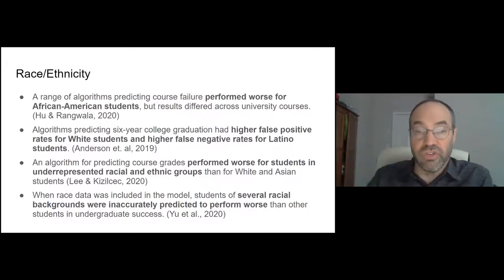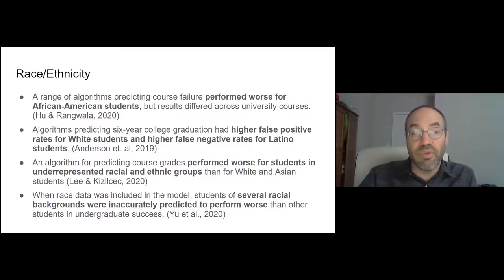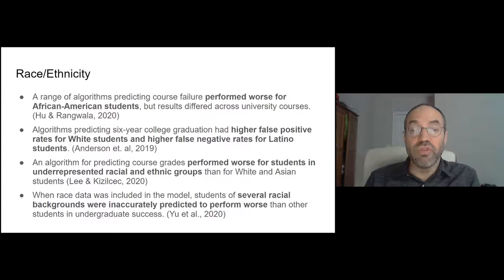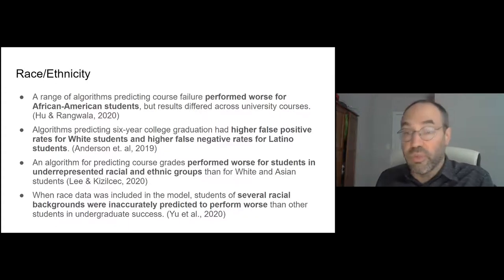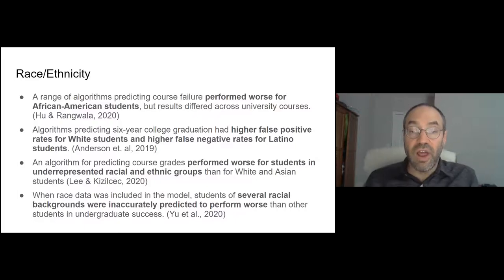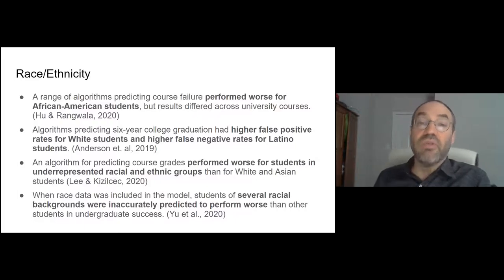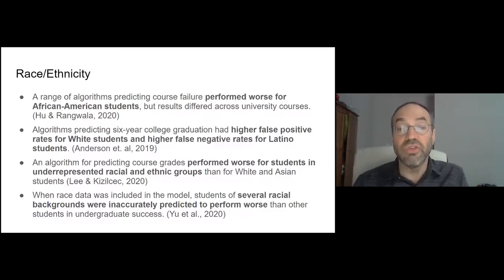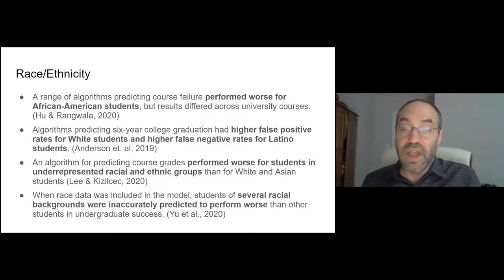It's got different risks. Lee and Kizilcec reported that an algorithm for predicting course grades performed worse for students in underrepresented racial and ethnic groups in their sample than for white and Asian students. And Yu et al. found that when race data was included in models, a practice that I find very concerning, by the way, students of several racial backgrounds were inaccurately predicted to perform worse than other students in terms of undergraduate success.